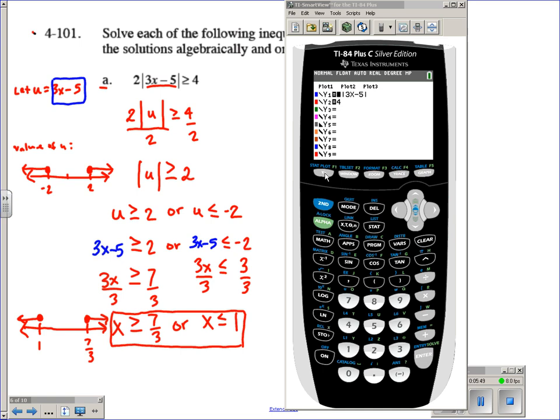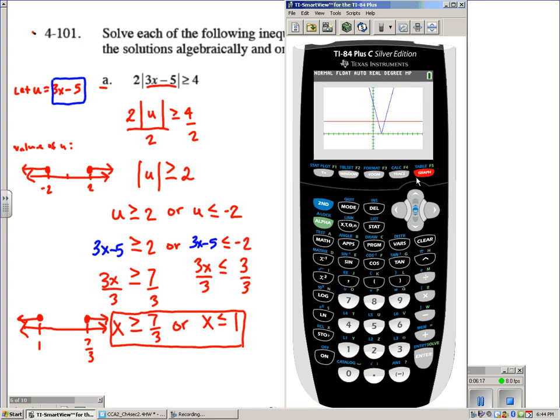I'm in my y equals menu, and if you look here, we have 2 times the absolute value of 3x minus 5 is greater than or equal to 4. So we want to know when these outputs are going to be greater than or equal to 4. So I took my first expression from the left side of the inequality and typed it in as one function. And I typed in the right side of my inequality as its own function here. Even though it's just a number, that's okay.